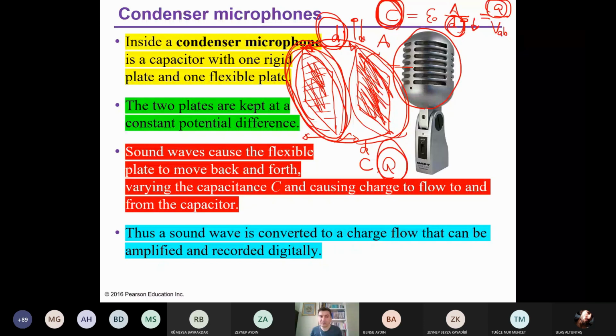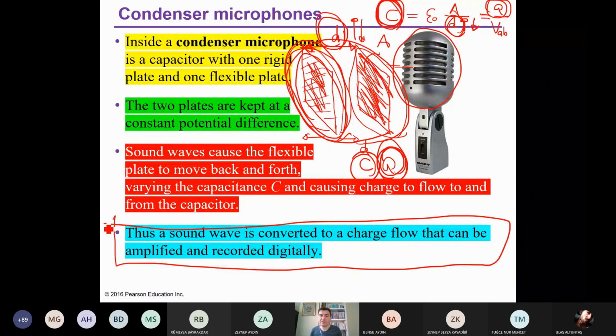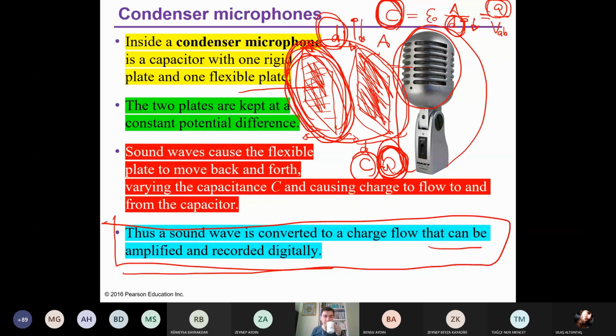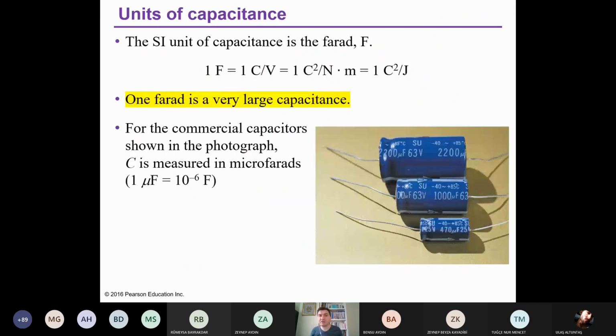Then finally the sound wave is converted to a charge flow that can be amplified and recorded digitally. So this is the working principle of condenser microphones. They have this type of capacitor mechanism within the microphone. Do you have any questions here? Then let me continue with the units of capacitance.